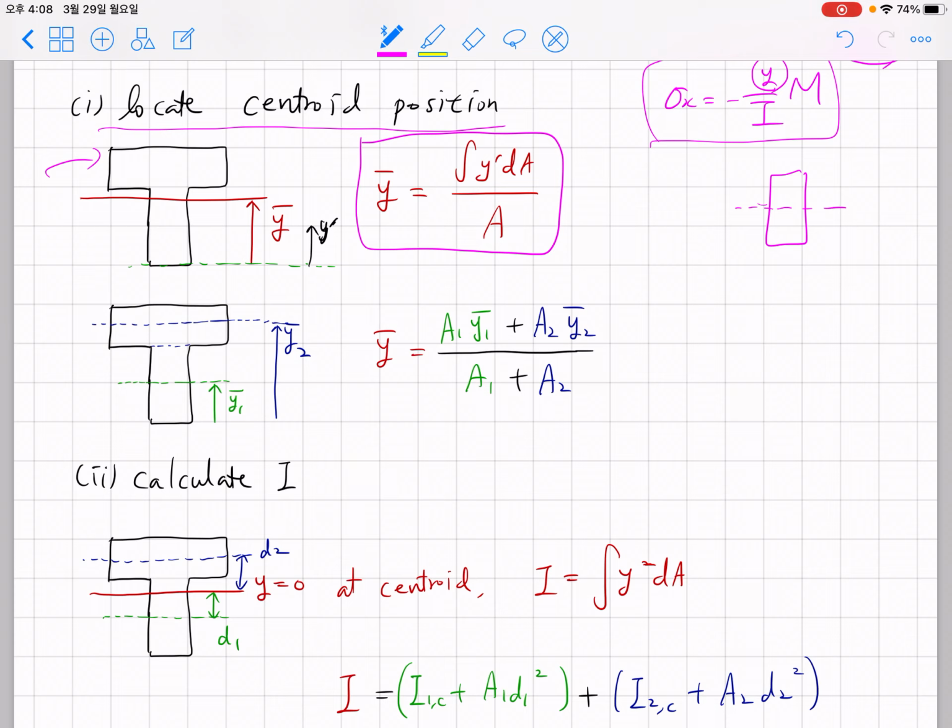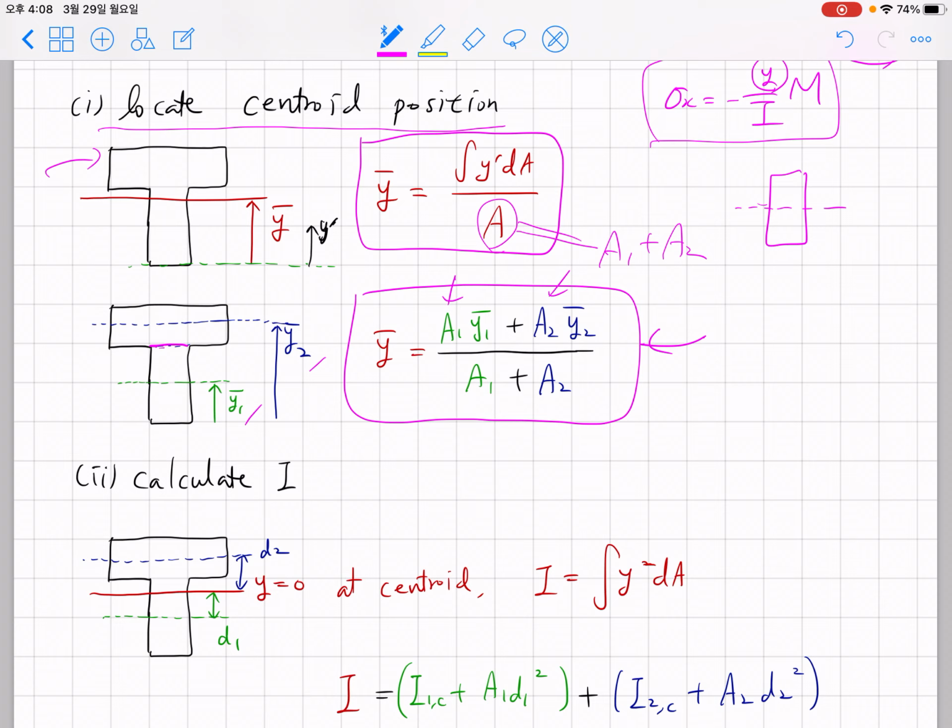For example, for the T-shaped cross-section that we discussed in the previous section, we divided the section into an upper section and a bottom section. The upper section can be approximated as a rectangle, and the lower section is also a rectangle. So we can locate the centroid position of each really easily, y1 prime and y2 prime, and we multiply by A1 and A2, and divide by A, because A is the total cross-section area, which is A1 plus A2. If we use this mathematical intuition from freshman physics, we can locate the centroid really easily.